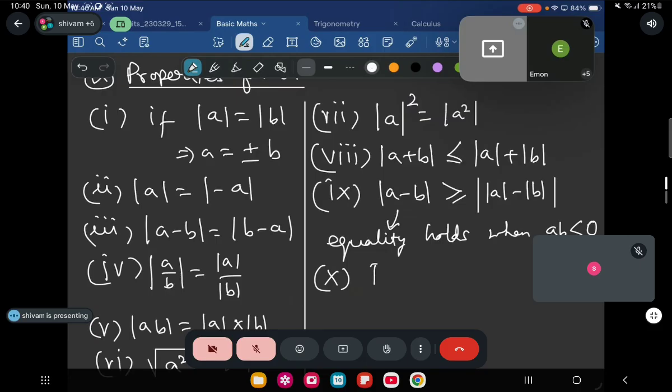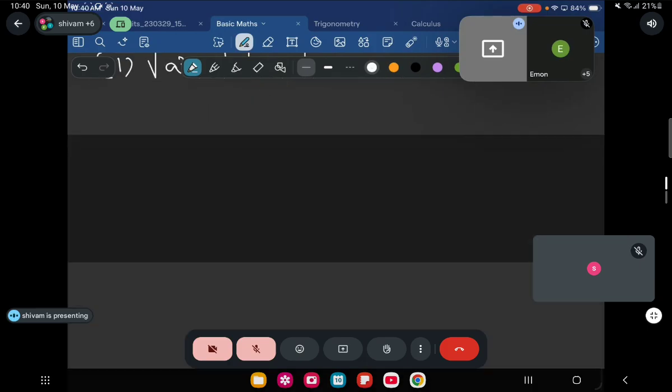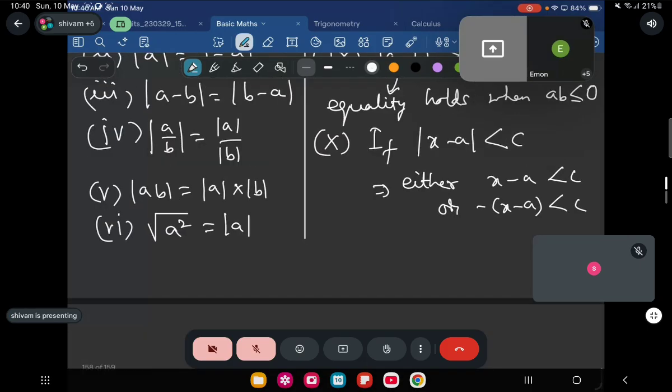Number 10. If mod of x minus a is less than c, this implies either x minus a is less than c, or minus of x minus a is less than c, right? Either of the two things will happen. From the first one we have got x is less than a plus c. From the second one we'll get x minus a is greater than minus c.